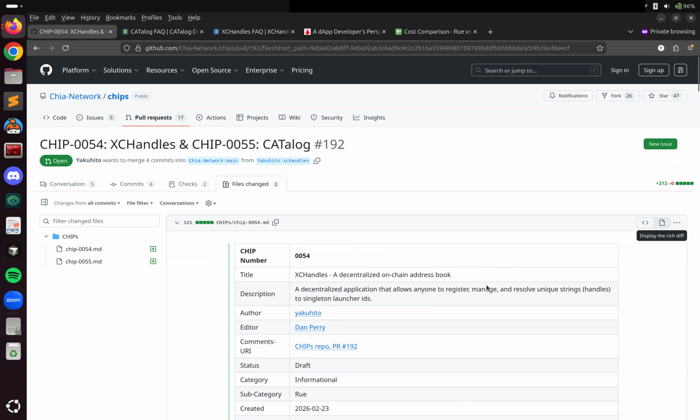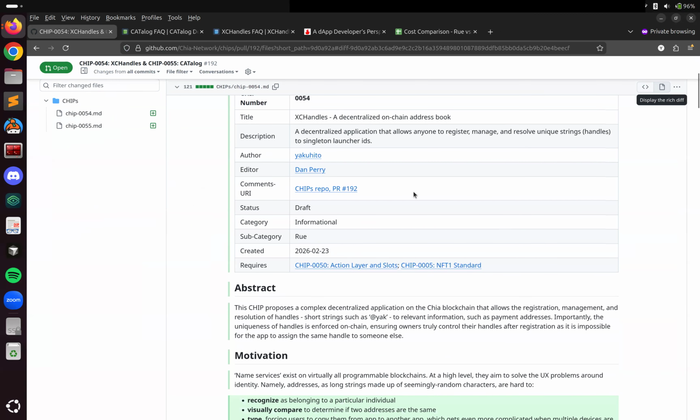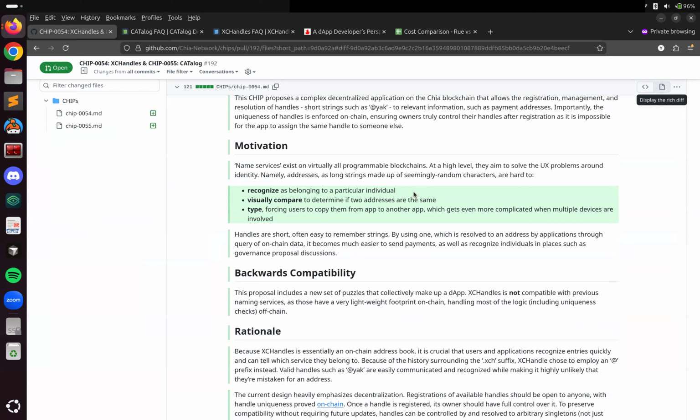Okay, I guess we should start going through the chips. Taking a step back, why do we need an identity service anyway? Well, because if you have a Chia address, while it contains a lot of information, to you it's a very long piece of random characters that you have to copy from place to place. So if someone sends me an address on Messenger on my phone, then I have to do some gymnastics to get it on my desktop where my wallet is.